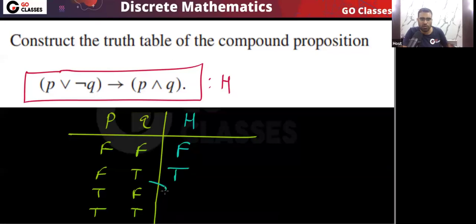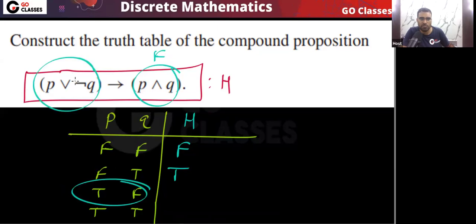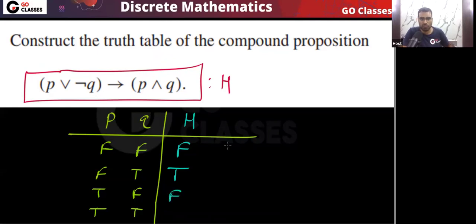What about the next? For this combination, what will be the truth value of H? For this combination, you can see this will be false. And what about this? This will be true. True implies false, that is false. Yes or no? Is this clear? What about the next one? When both are true, then this will be true. Anything implies true is always true. So, very simple. This is your answer.